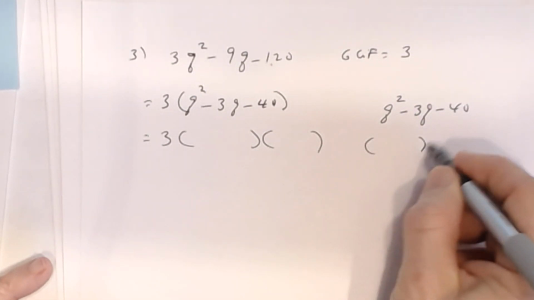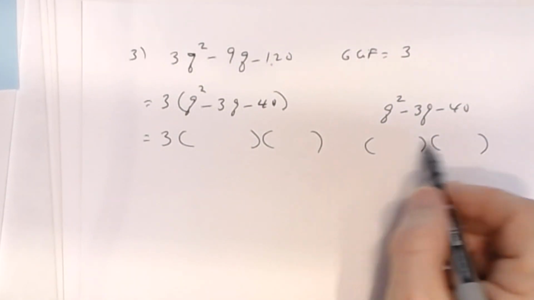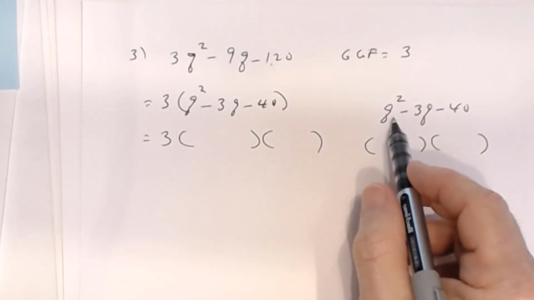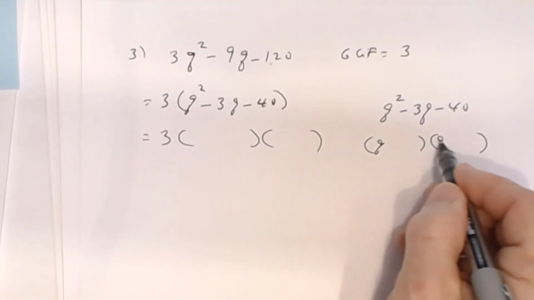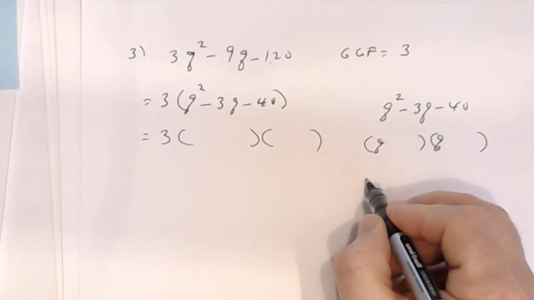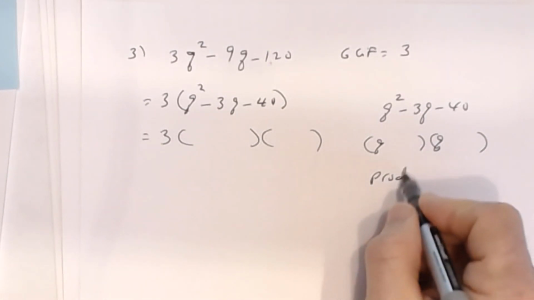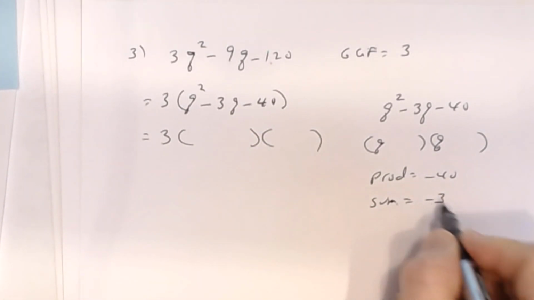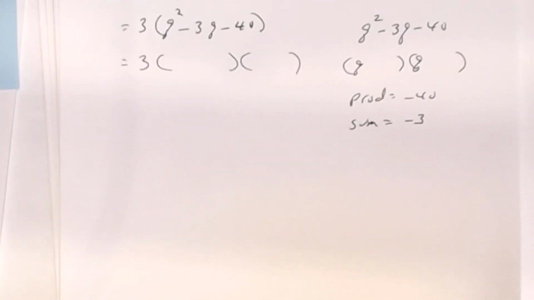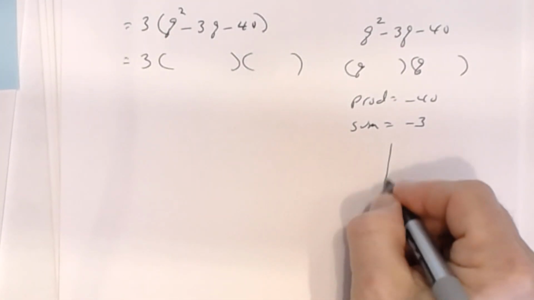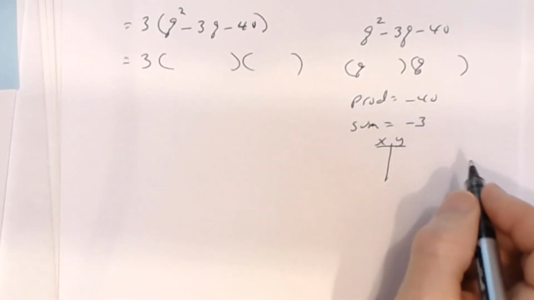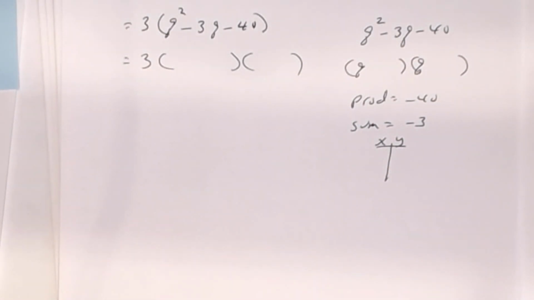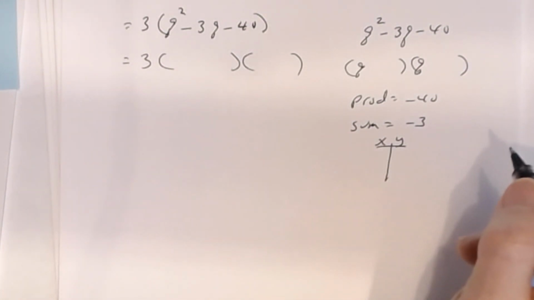So we got to figure out what goes here to give us this back. So q times q is q squared. All right, so let's talk about product and sum. I want the product to be negative 40, and I want the sum to be negative 3, right? So let's think about some numbers that could possibly work.